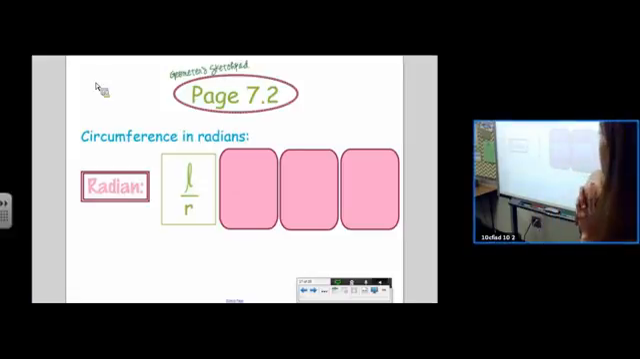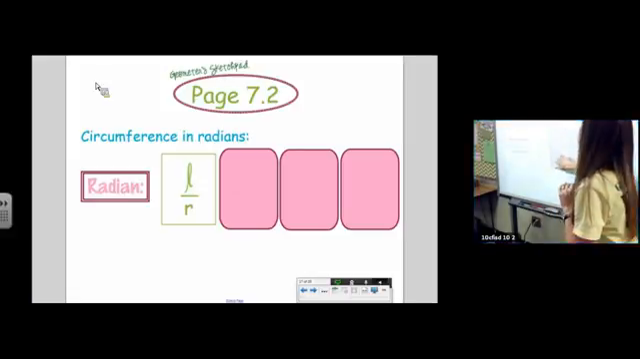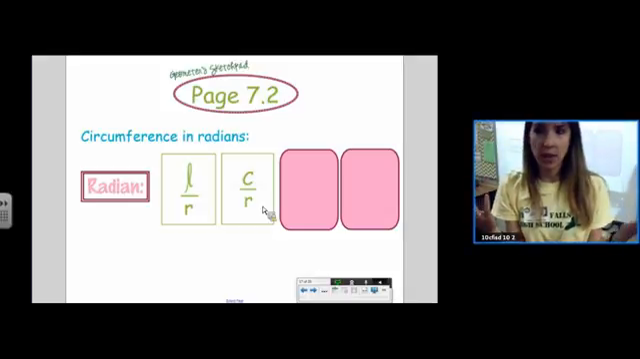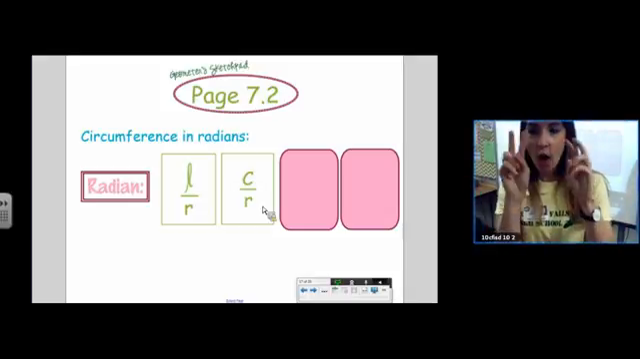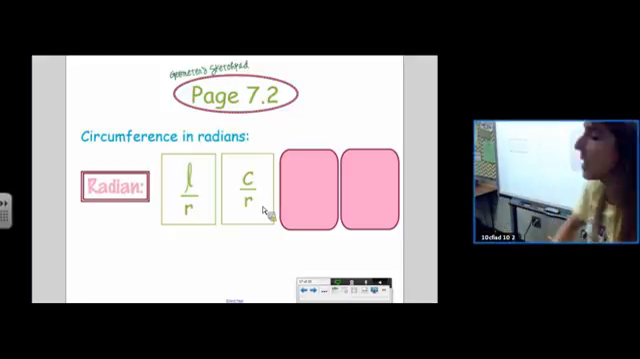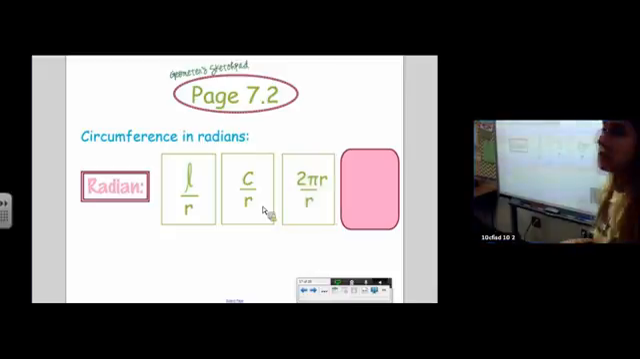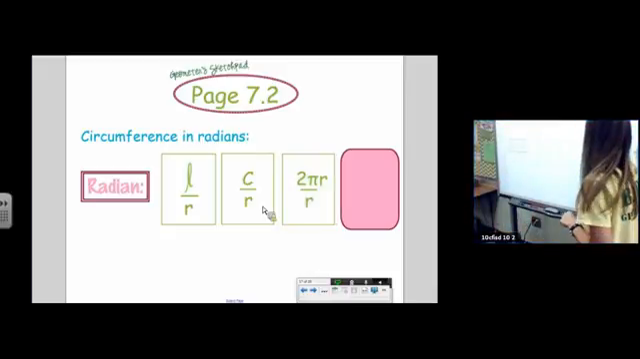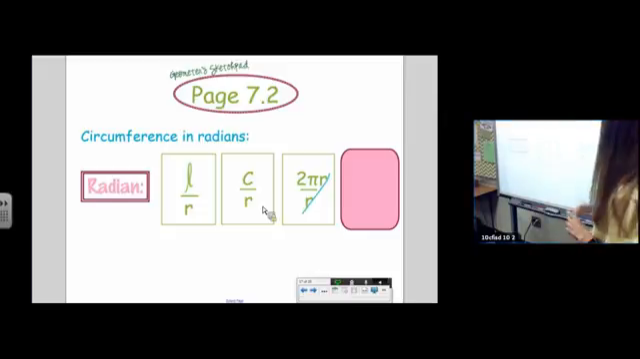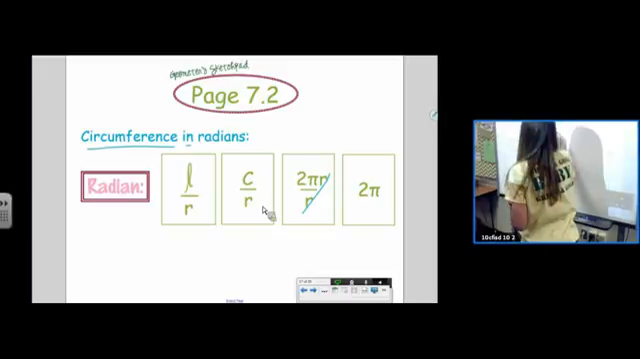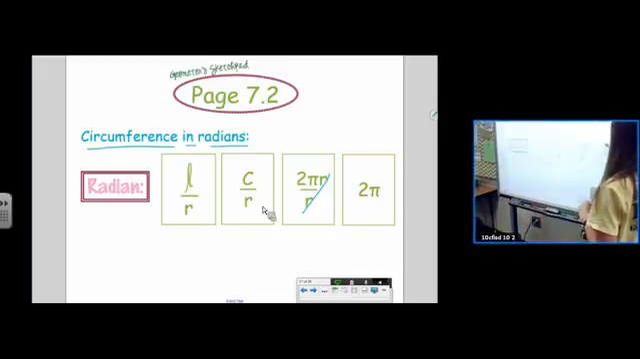So a radian is the arc length over the radius. What if I want to know how many radians are in a full circle? Then the arc length would be all the way around. It'd be the circumference over the radius. Well, circumference is 2 pi r. What happens to the r's? Cool. So the circumference of a circle in radians is 2 pi.